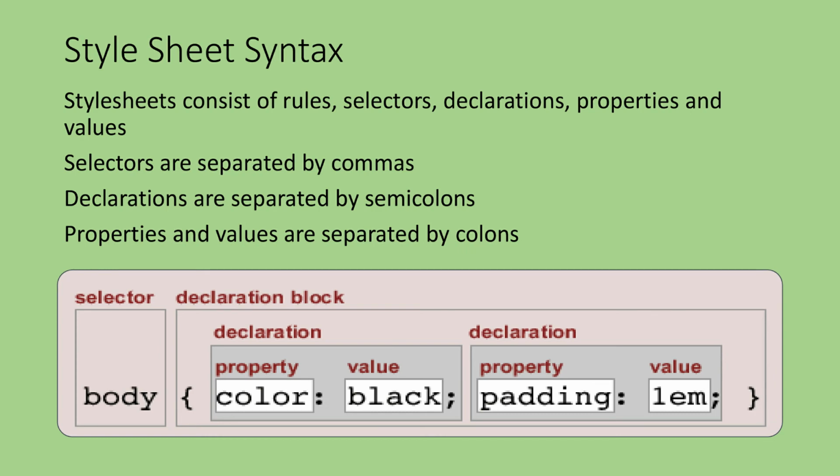Next topic is style sheet syntax. Style sheets consist of rules, selectors, declarations, properties, and values. Selectors are separated by commas. Declarations are separated by semicolons. Properties and values are separated by colons. Next topic is using CSS. The style tag element embeds formatting information into an HTML page.